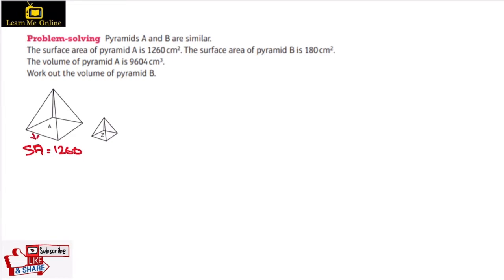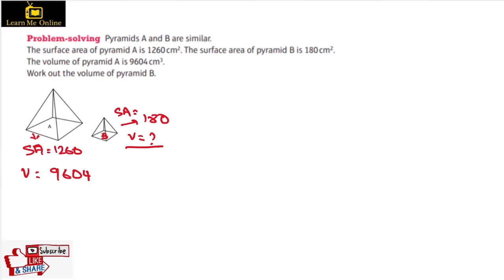Now the surface area of B is 180. So I'm going to write down surface area of the next one is 180. The volume of A is, so now what else is given to us, that the volume is 9604, and we are finding out the volume of B. So we are finding out the volume of the smaller one.